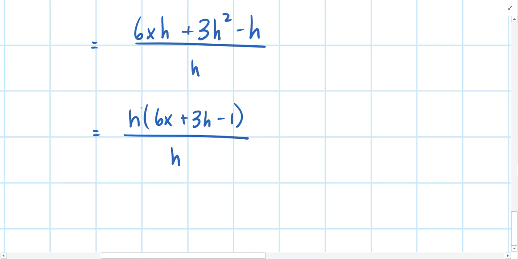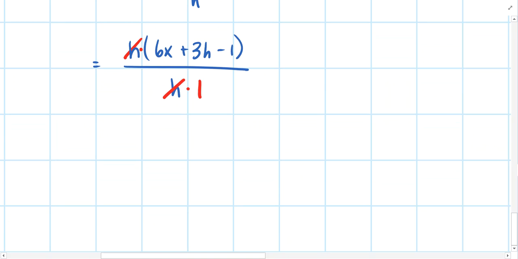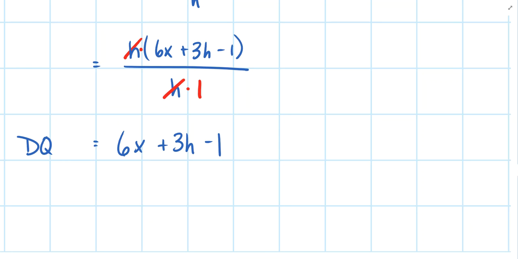And now hopefully you recognize that this h can cancel with this h, because these two terms in the numerator are separated by a multiplication sign, and in the denominator we have h separated from the number 1 by a multiplication sign. When terms are separated by a multiplication sign, we can cancel across the division bar, across the fraction bar. Now we're left with a difference quotient, simplified to be 6x plus 3h minus 1.